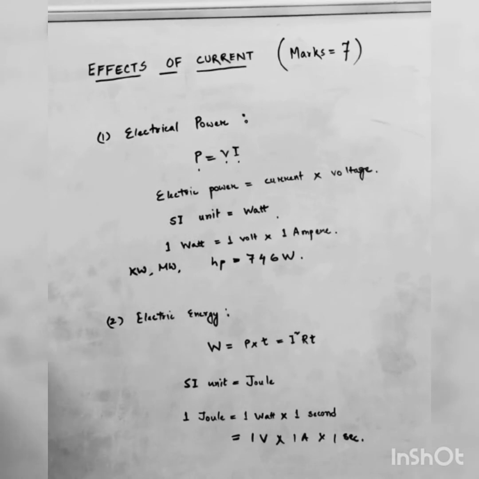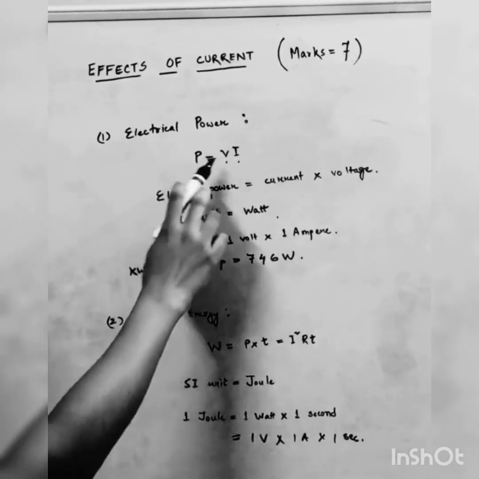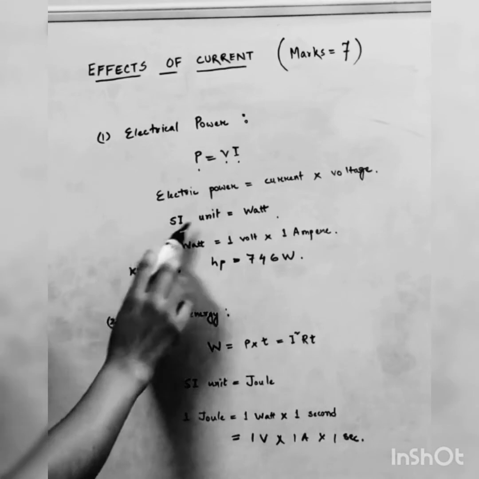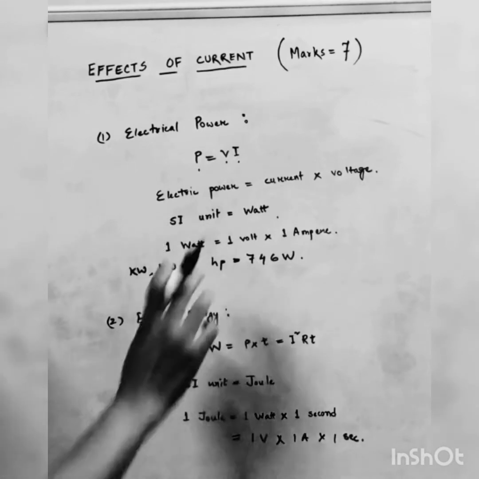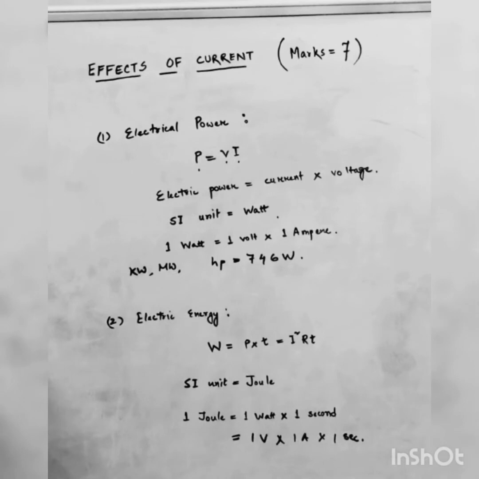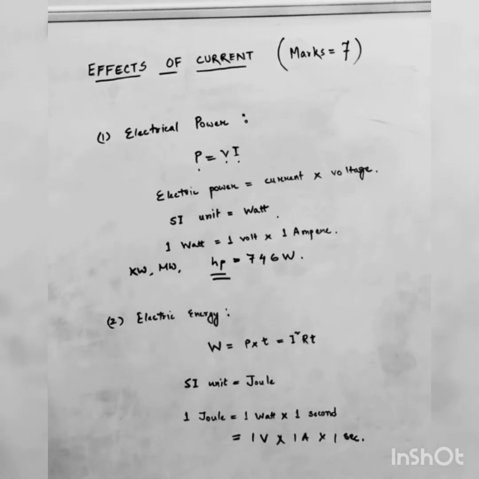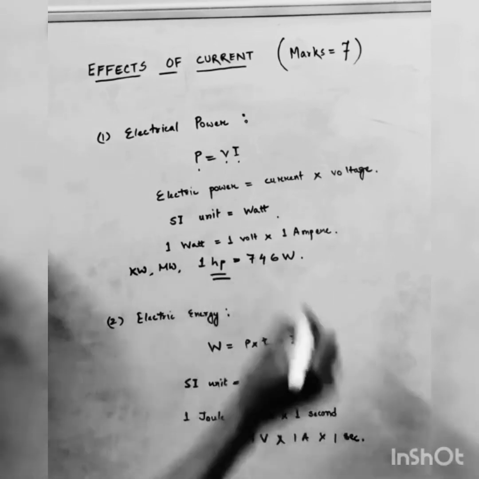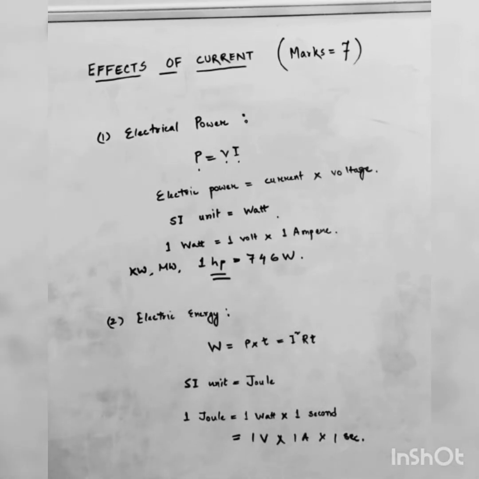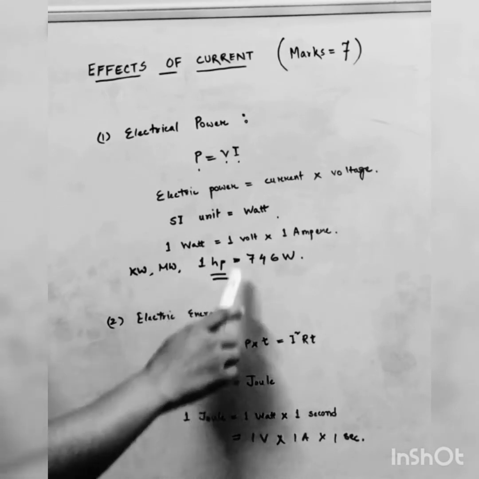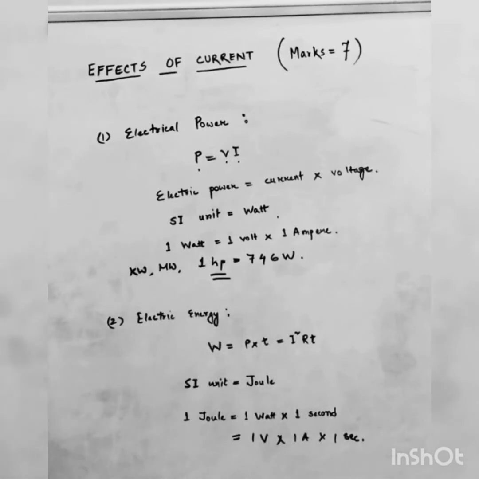Electrical power is denoted as P is equal to VI, that is power is equal to voltage into current. The SI unit of electric power is watt, and 1 watt is given by 1 volt into 1 ampere. There are other bigger units of electric power such as kilowatt and megawatt denoted like this. And there is another commercial unit of power which is known as horsepower, written as small h and small p. And 1 horsepower is equal to 746 watt. Remember that horsepower is the commercial unit of power.